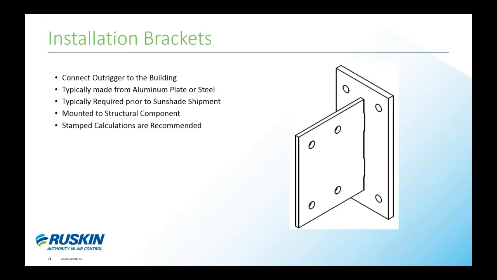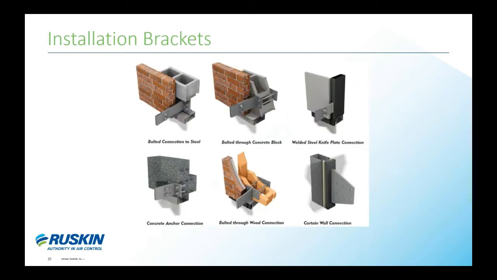Mounting brackets are typically required on a job site prior to the sunshade assemblies in order to close up the building. The brackets will be mounted to a structural component of the building. There are many types of structure that brackets can connect to, including steel, curtain walls, CMU, concrete, and wood. Stamped calculations performed by a professional engineer are recommended to ensure the sunshade can handle the loads based upon the location and building type.